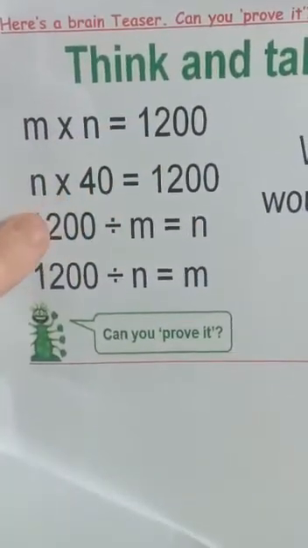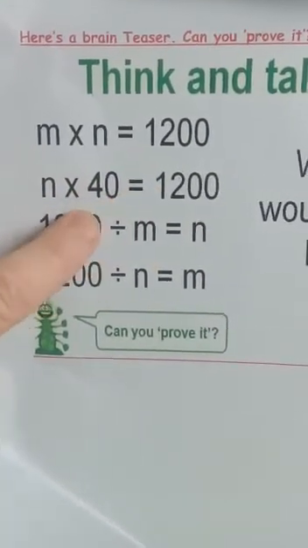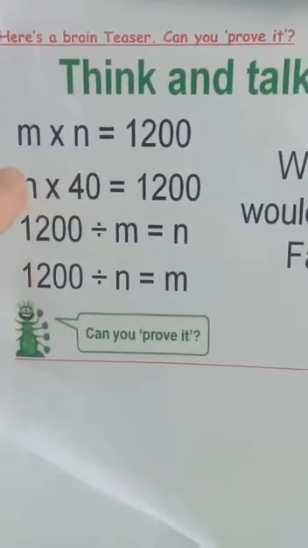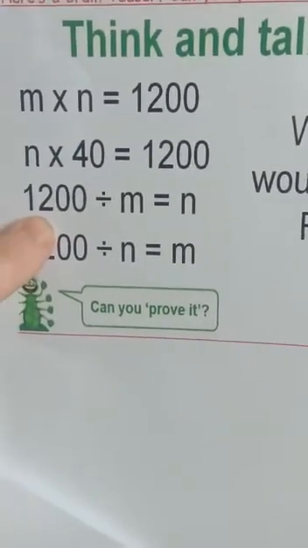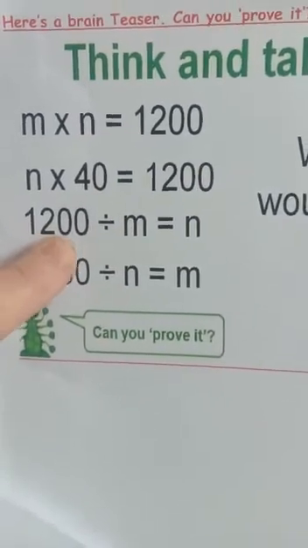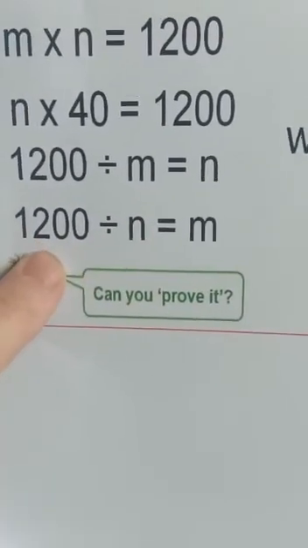And then we've got a brain teaser. M times N equals 1,200. But N times 40 equals 1,200. Same answer. So what does 40 represent? I'll look above. And then we've got these problems. You've got to find N. What numbers would complete this fact family? 1,200 divided by M equals N. And the other division sum. How can you prove it?